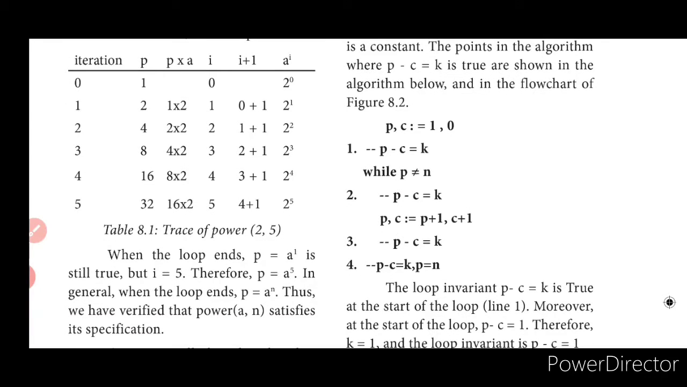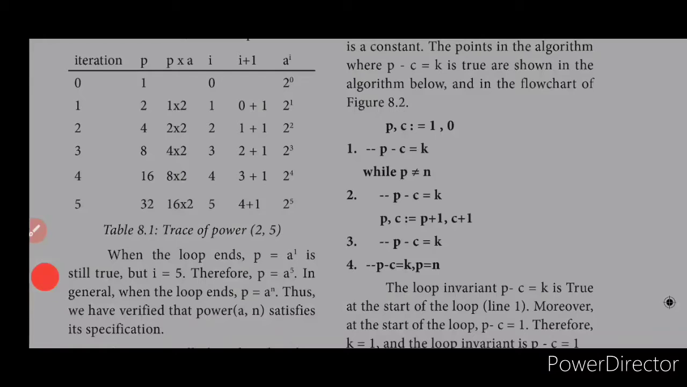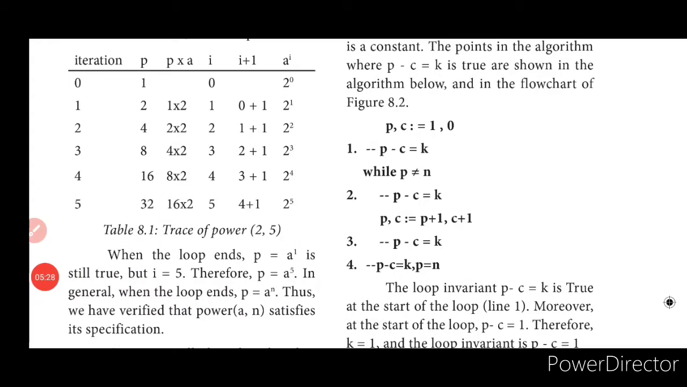P comma C is equal to 1 comma 0. That we know already. P minus C is equal to K, because pieces will be more when compared to your cuts, and the difference is actually represented as K. Next, till what do we have to continue this cutting? Till P is equal to N.